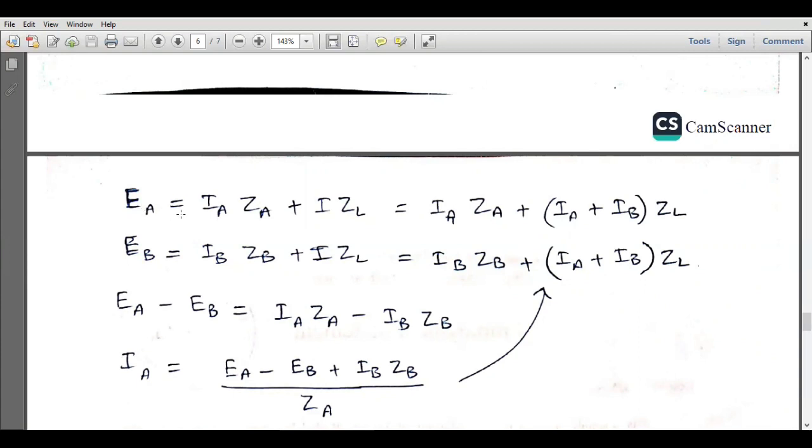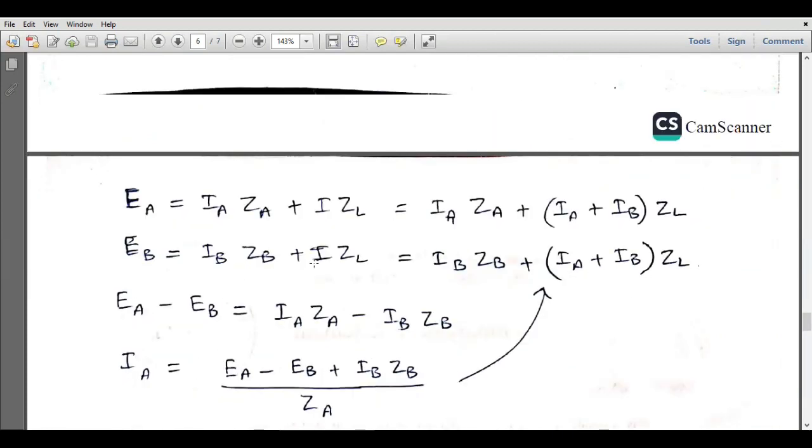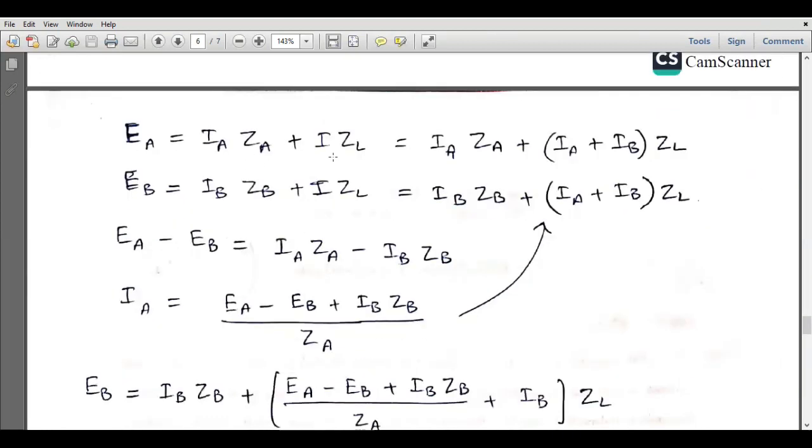So EA can be written as IAZA plus I times ZL. So we will have different KVL expression for the transformer A. So EA will be equal to IAZA plus I times ZL. Similarly, EB is equal to IBZB plus I times ZL. So this is written over here, and I is equal to IA plus IB. So EA minus EB, if we subtract this equation from this equation, IZL will be cancelled out.